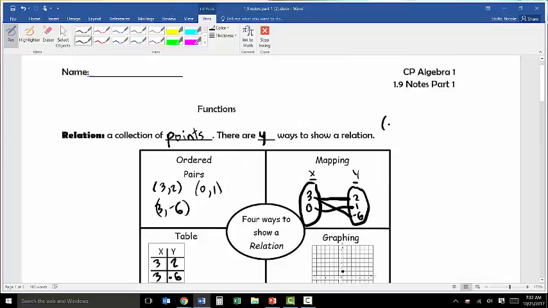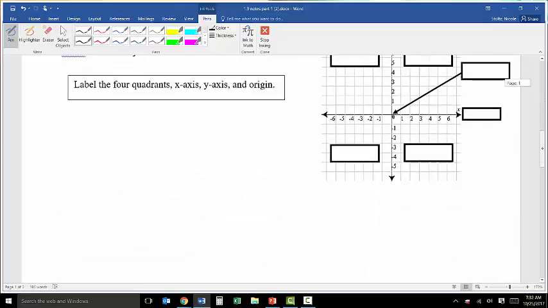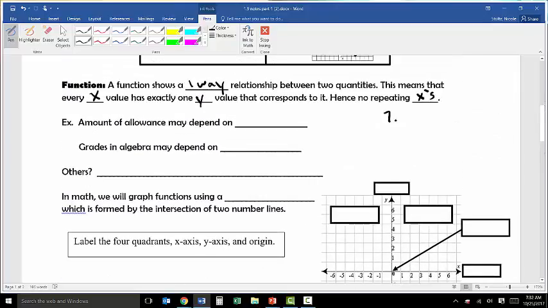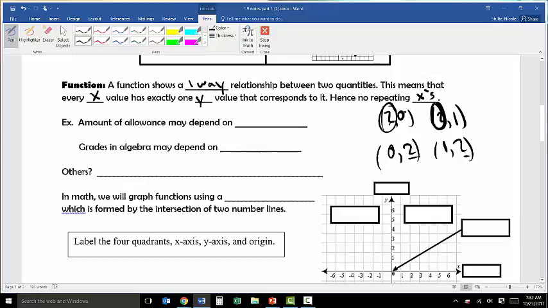So if I have, say, (2, 0), and I have (2, 1), right here, I like to call this a two-timing x, and no one likes a two-timing x, so it would not be a functional relationship. However, if you were to switch these, then it would be a function. You're allowed to have a two-timing y, but you can't have a two-timing x.